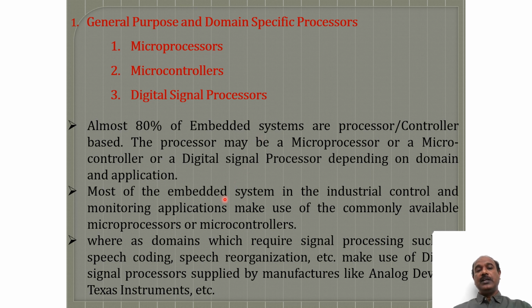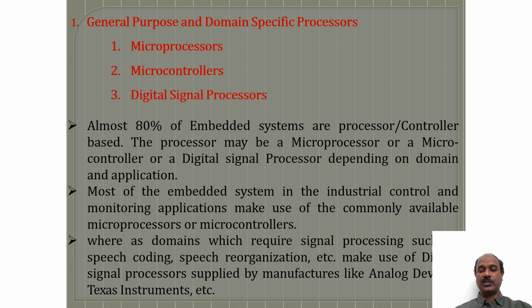In industry which are using embedded systems, most of the industrial embedded systems will have either microprocessors or microcontrollers. In industry we have a number of embedded systems which are going to control the different operations, and those usually have microprocessors or microcontrollers. Now if there is any embedded system which needs special type of signal processing, such as processing speech, then such embedded systems will need special kinds of processors, called digital signal processors. These three kinds of processors come under this category: general purpose and domain specific processors.